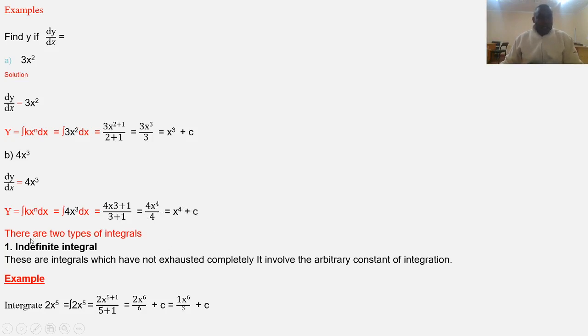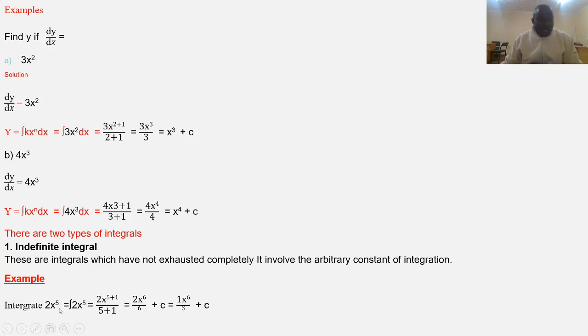Now, you realize that we have two types of integrals. That is indefinite integral and a definite integral. So we want to deal with indefinite integral. Indefinite integrals are integrals which have not been exhausted completely. That is, they involve the arbitrary constant of integration. They involve c because they have not been exhausted completely. So definite integrals are the opposite. They do not involve c because they are exhausted completely. So we shall look at them later.